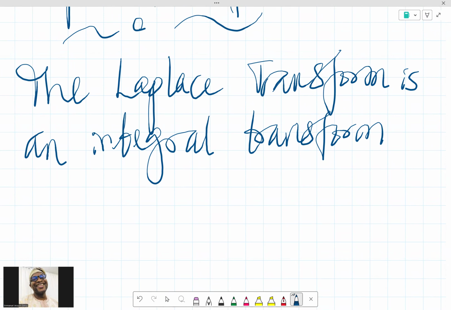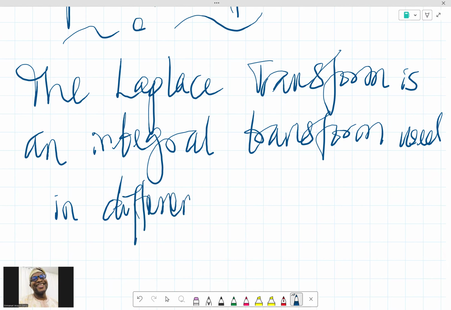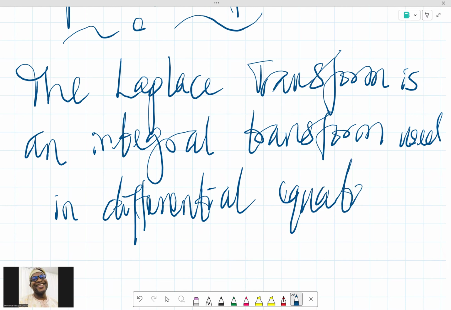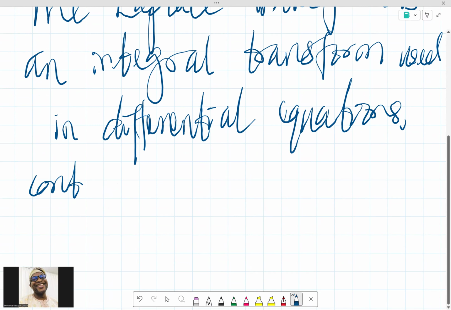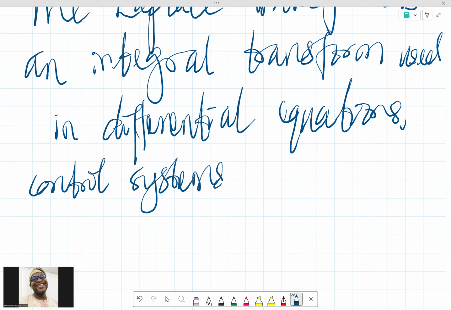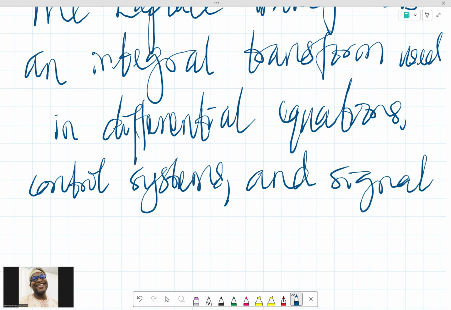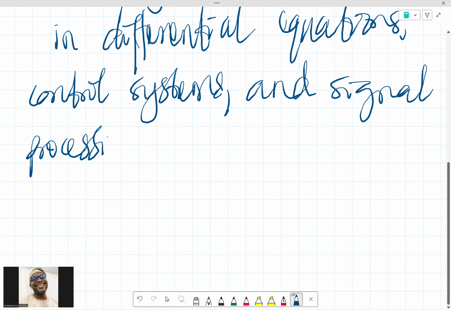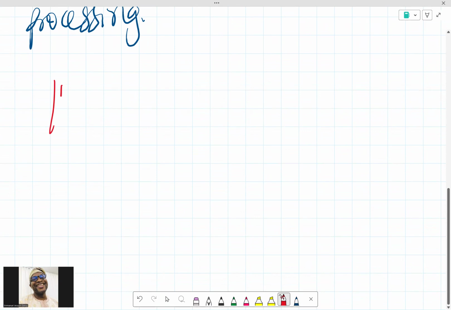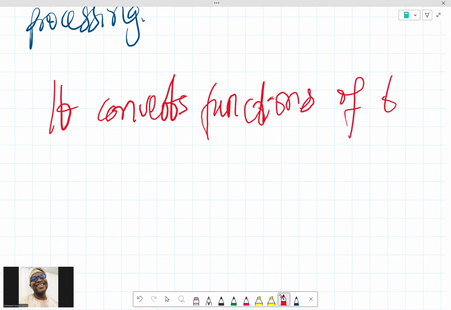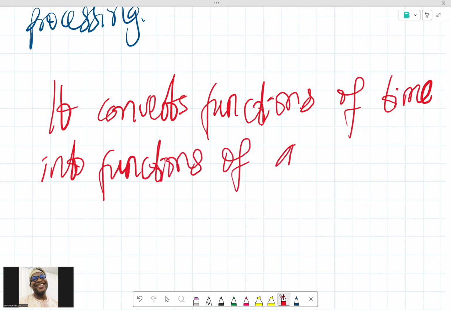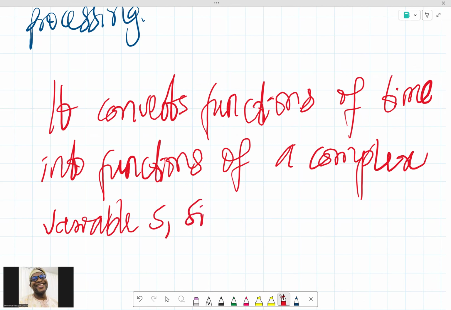So the Laplace transform is an integral transform used in differential equations, control systems, and signal processing. It converts functions of time into functions of a complex variable s, simplifying analysis.